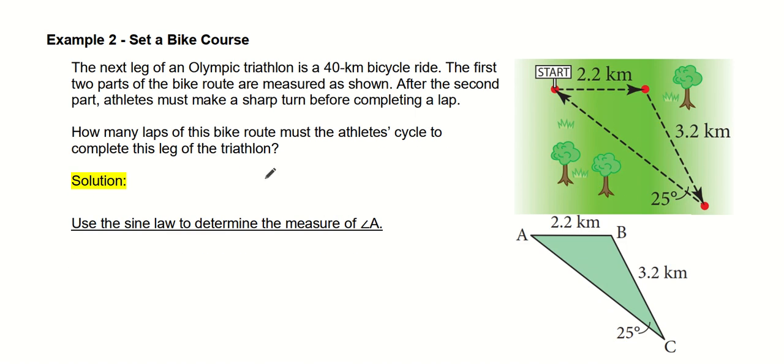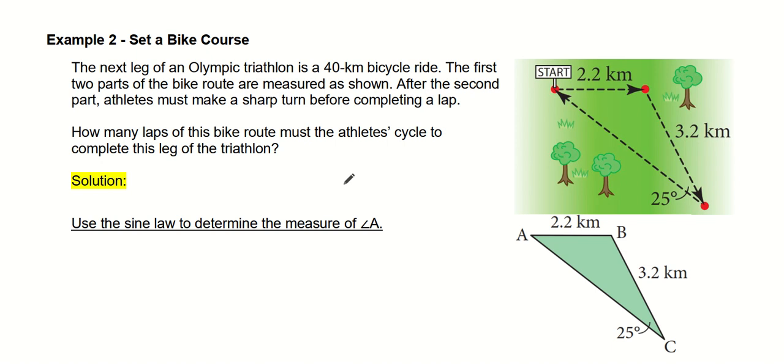Okay, let's look at the second problem. Example 2, set a bike course. The next leg of an Olympic triathlon is a 40-kilometer bike ride. The first two parts of the bike ride are measured as shown. After the second part, the athletes must make a sharp turn before completing a lap. How many laps of this bike must the athletes cycle to complete the leg of the triathlon?